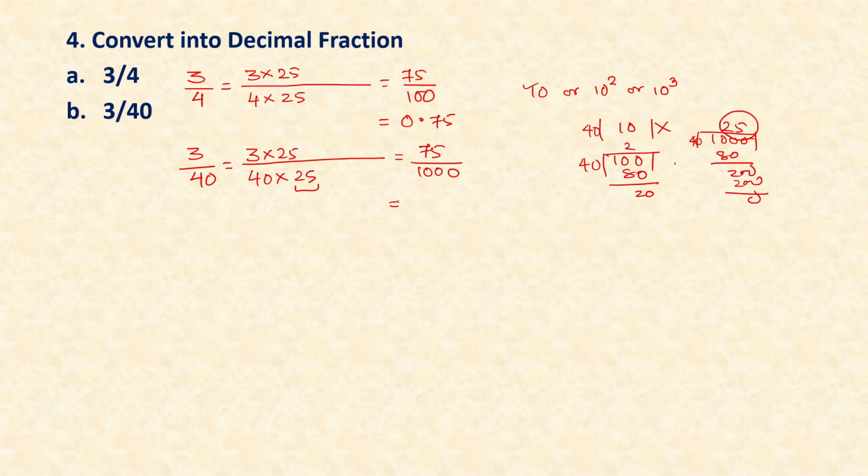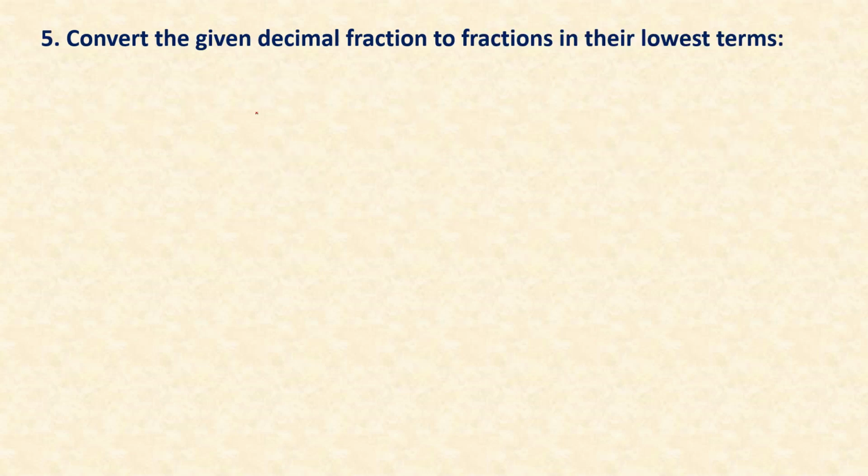So how can we write this? There are 3 zeros in the denominator. I need to count 3 digits from the right hand side, 1, 2, 3. Then I will put the point here. 0.075 is the answer. The next question is, convert the given decimal fraction to fractions in their lowest terms.